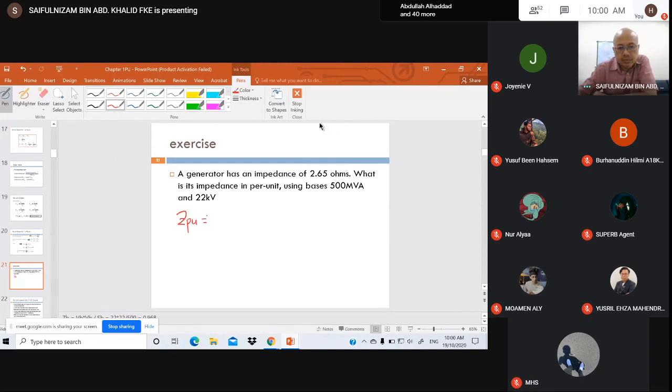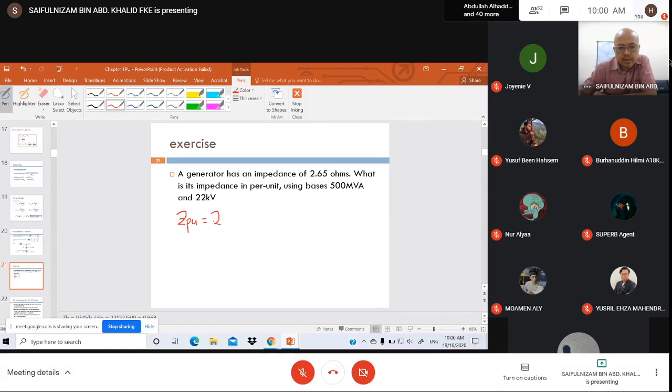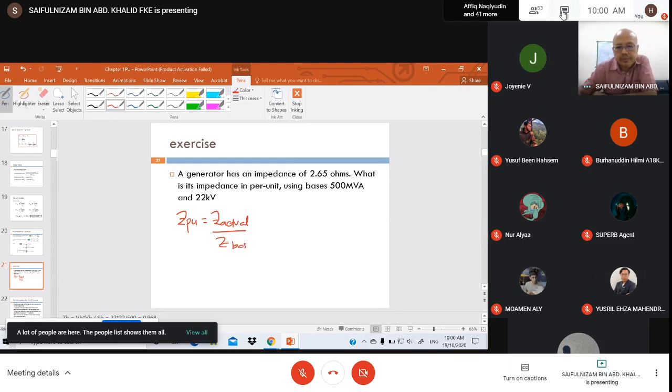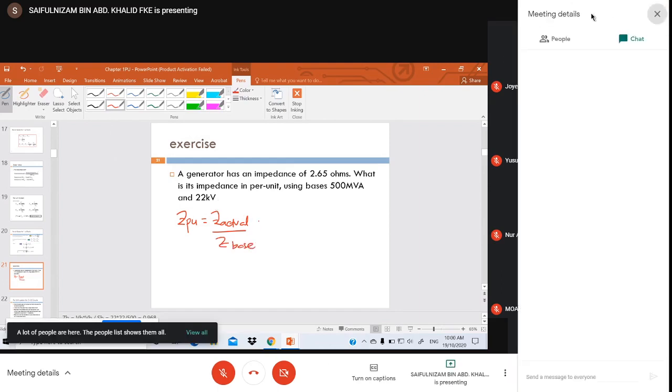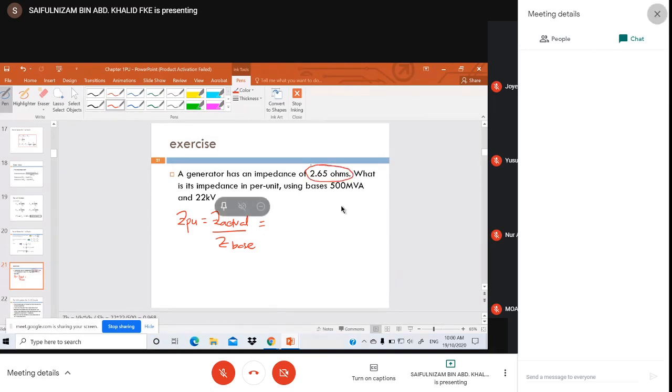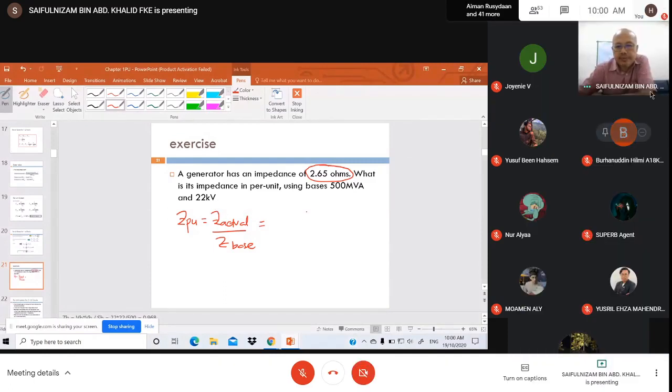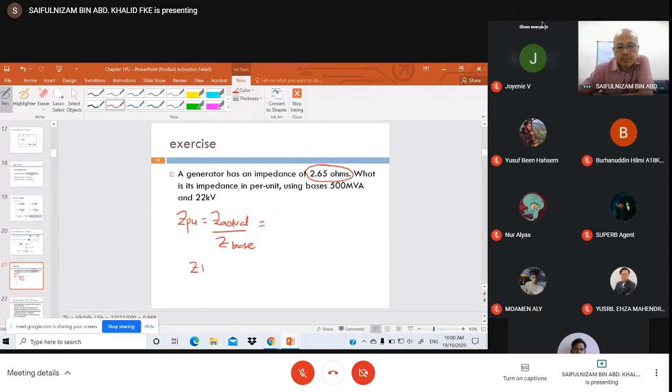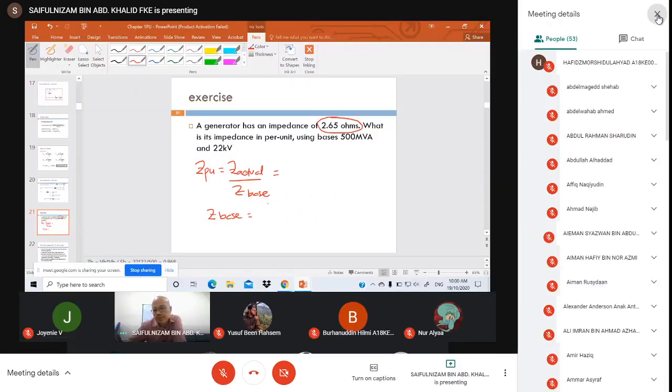Z per unit equals Z actual divided by Z base. So what's the actual value? Class, what is the actual value? 2.65. Yes, this is the actual value. So how to find the base value?